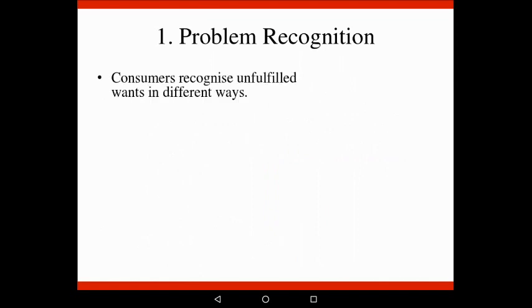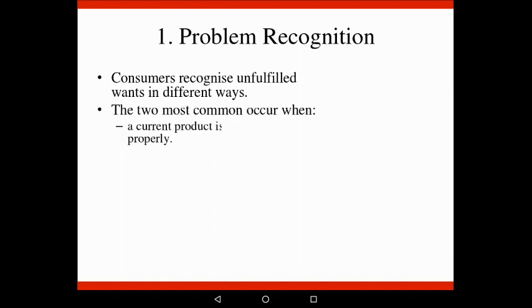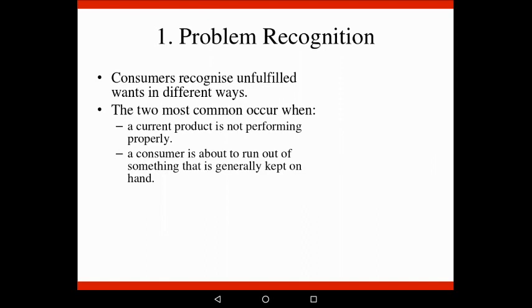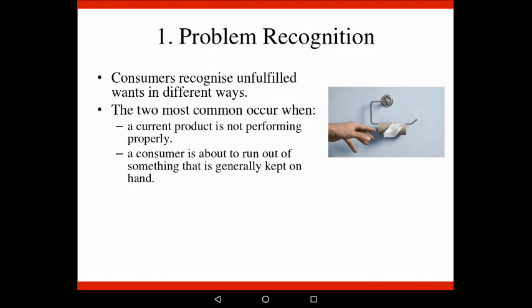Okay, consumers recognize unfulfilled wants in different ways. The 2 most common occur when a current product is not performing properly. It's like, oh, my cell phone's not working, the battery's dying, I need a new one. Or a consumer is about to run out. So for example, your shampoo is almost at the end and now you realize, I need to get some more shampoo. Or that one, right? You need more toilet paper because you've just run out.